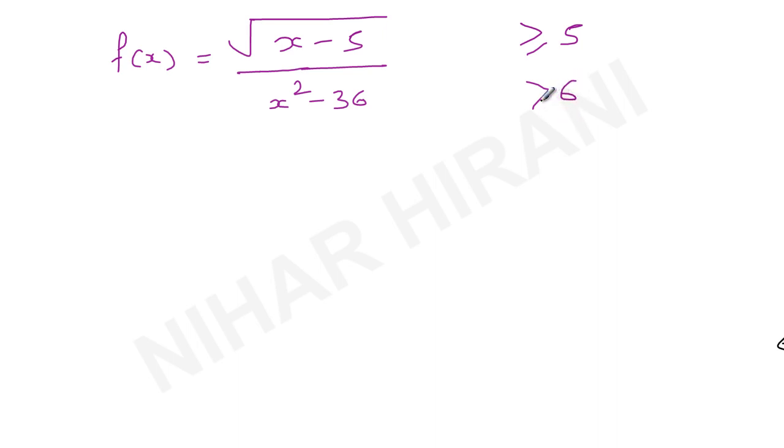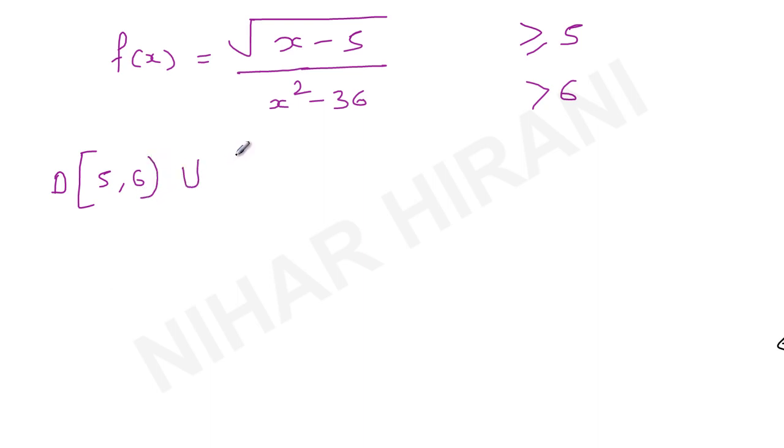Greater than 6, but not the 6. Now let us write a domain. That's very simple. For the domain, we can take 5. Why am I making a big bracket? Because 5 is included. But we cannot take 6 because this 6 will make the denominator 0. That's not accepted. So I will make a small bracket.